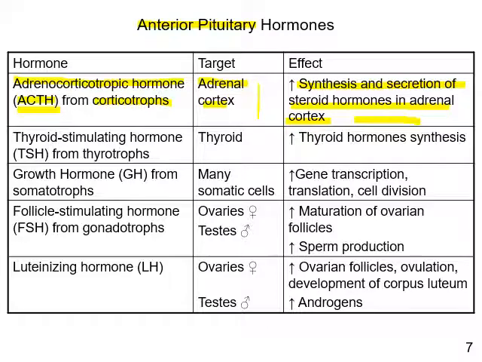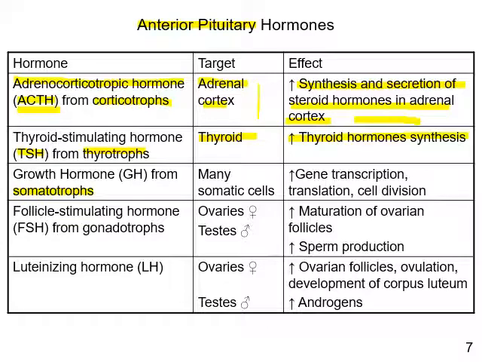And when activated by ACTH, the cells of the adrenal cortex increase the synthesis and secretion of steroid hormones from the adrenal cortex. This is going to include cortisol. When the thyrotrophs of the anterior pituitary release TSH, the hormone goes everywhere, but its target is the thyroid gland in the neck, and the thyroid gland expresses TSH receptors. When activated, the cells of the thyroid release thyroid hormones, T3 and T4.